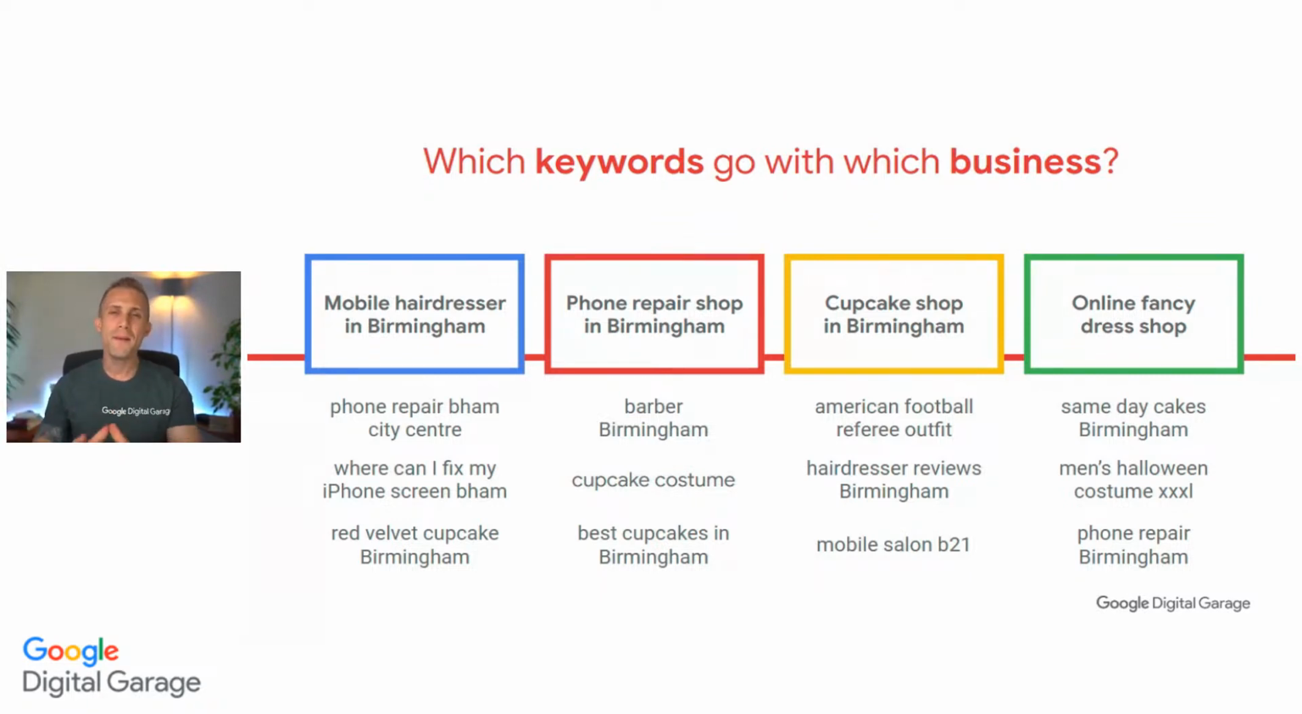Alejandro, you are absolutely fantastic. Thank you so much for jumping in. So we have Alejandro with yellow, which is cupcakes costume. Yes, I would definitely say that one because it's a cupcake shop. Next one, we've got best cupcakes in Birmingham. Pretty sure that's closely related to that business. Next up is Red Velvet Cupcakes Birmingham, and then same day cakes Birmingham. I think you added that one. Oh, no, it's definitely there as well. You did a fantastic job. Millen did the same thing with yellow: same day cakes Birmingham, Red Velvet Cupcake in Birmingham. So thanks so much for getting involved.